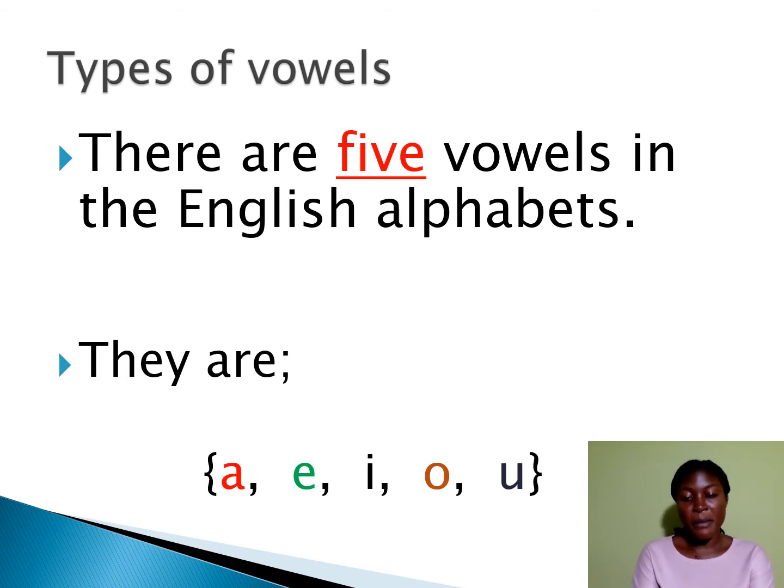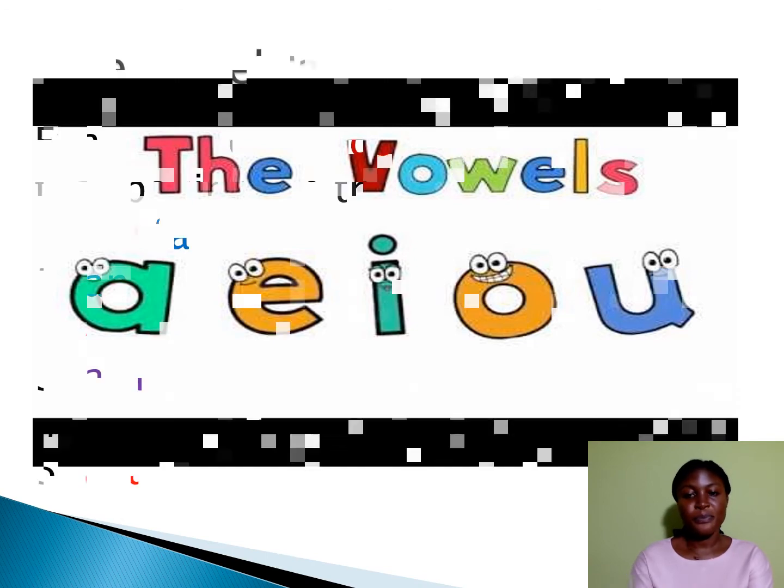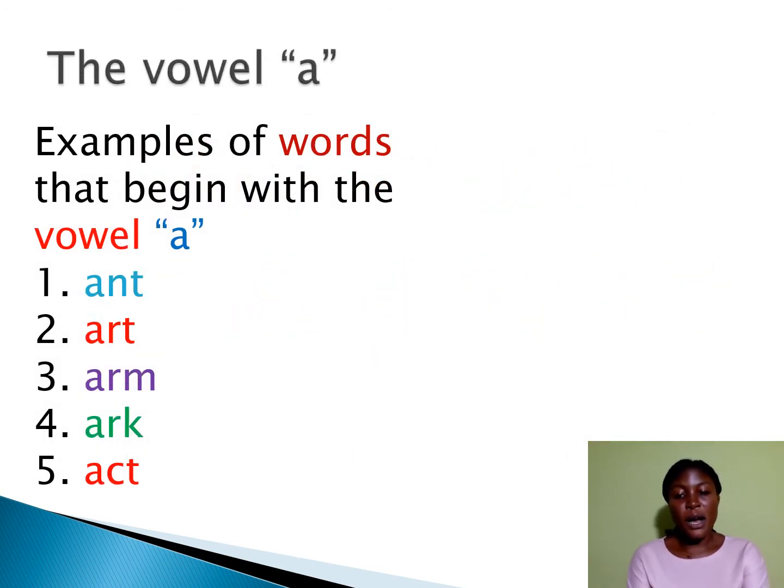Now let's mention them again. A, E, I, O, U. Good, well done. Now let's move on to the next. Now these are the vowels in a nice way. Now let's talk about the vowel A.